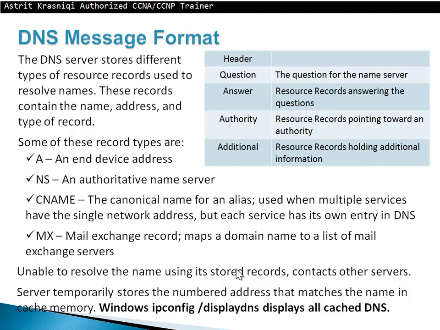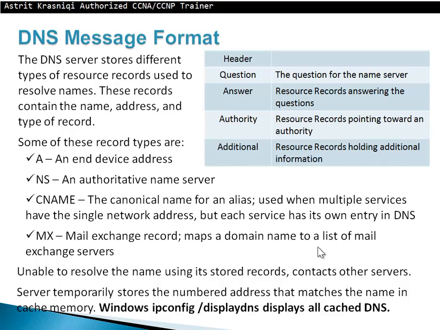If it's unable to resolve the name using its stored records, it will contact other servers. So for example, if you ask your DNS server to resolve a name, and that DNS server has never heard that name, it's going to ask its own DNS servers. It's going to keep going. It could even go to the root servers and ask them.